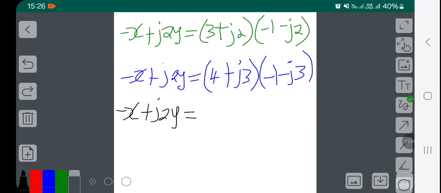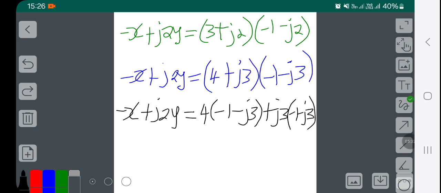Which is very important, you must expand. Let's say I use this one here, I can say 4 multiplied by this bracket, minus 1 minus j3. The next I can say plus j3, multiplied by minus 1 minus j3. As you see, I'm expanding here. So I'm going to focus on my right hand side first, so I'm going to say equal to.